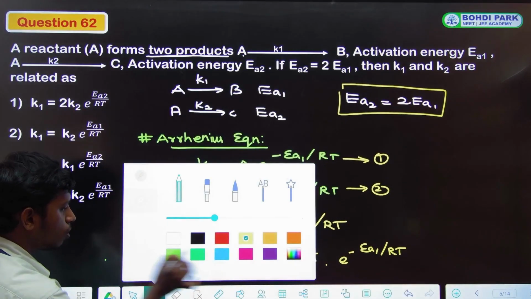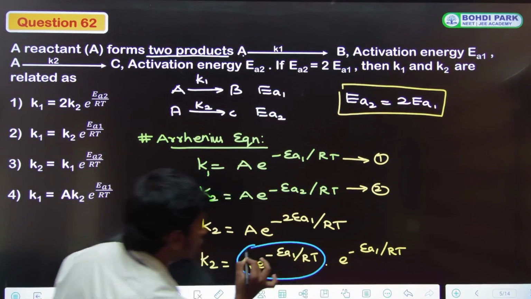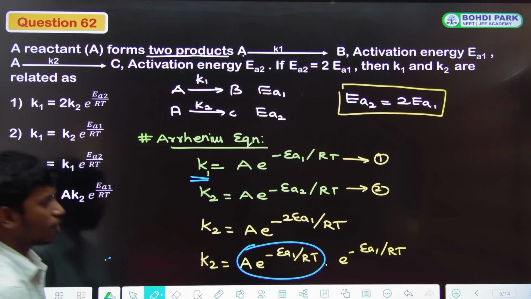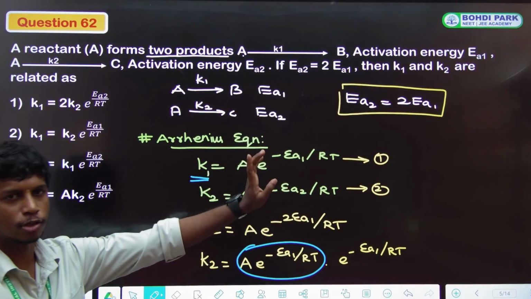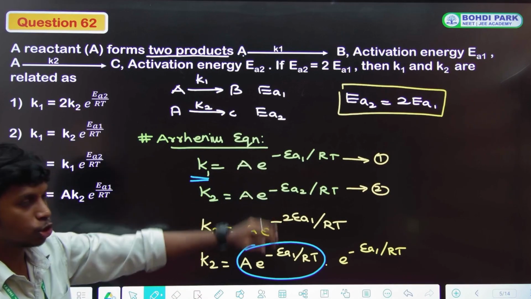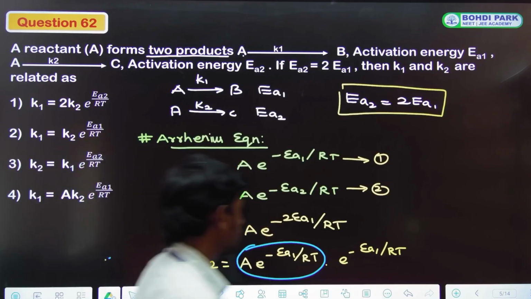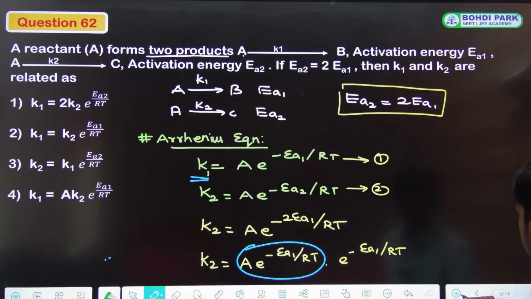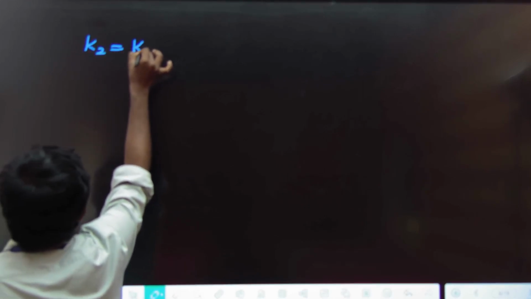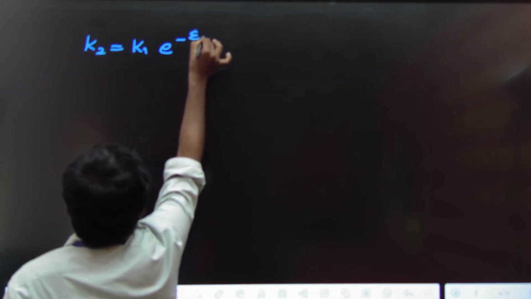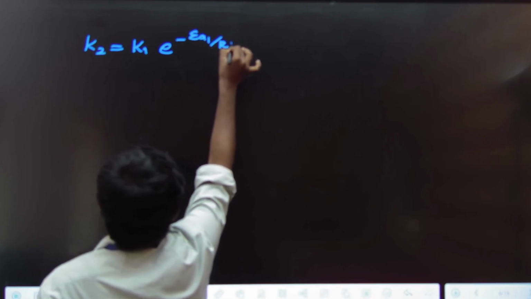So the full term is equal to what? This full term is equal to K1. Okay, I am substituting equation 1 into equation 2. Equation 1-ஐ equation 2-ல substitute பண்றேன். Okay, so what am I getting? I'm getting K2 is equal to K1 into e power minus (EA minus EA1) by RT.